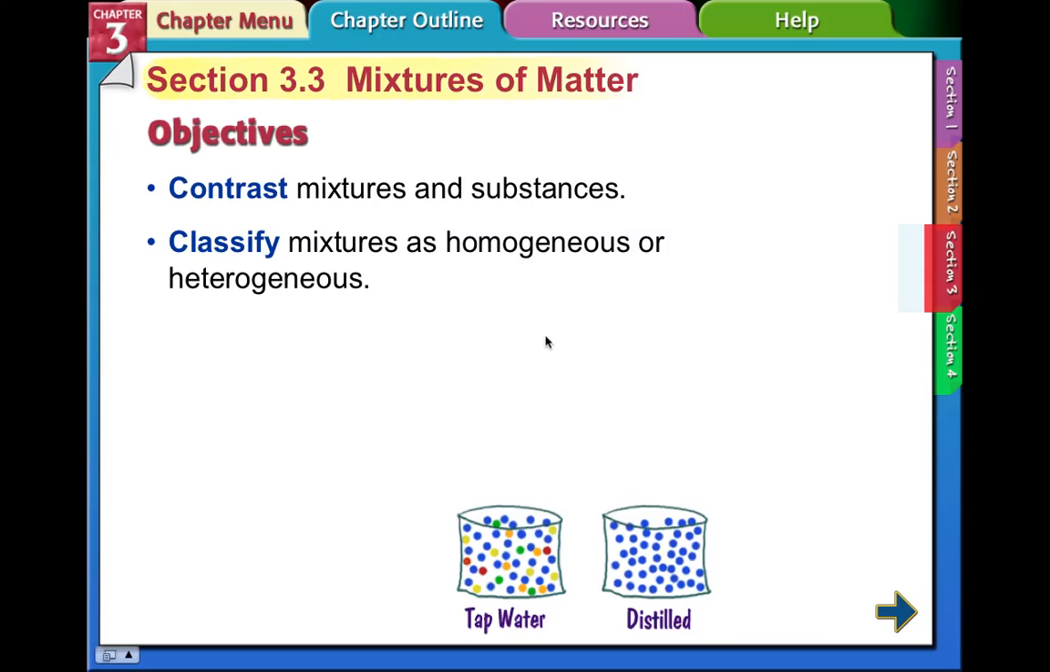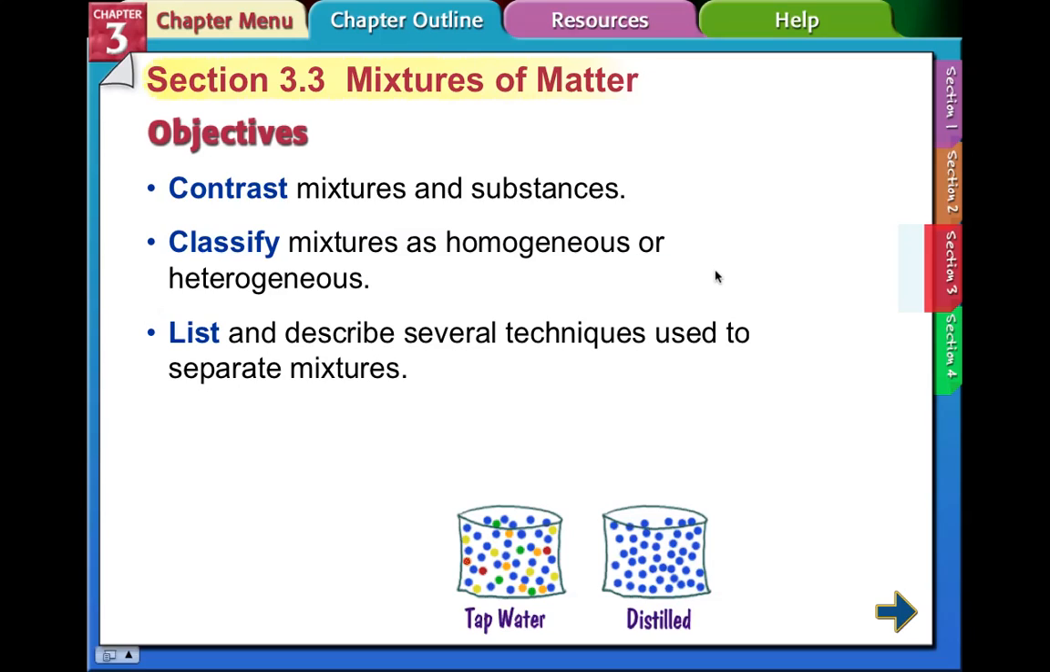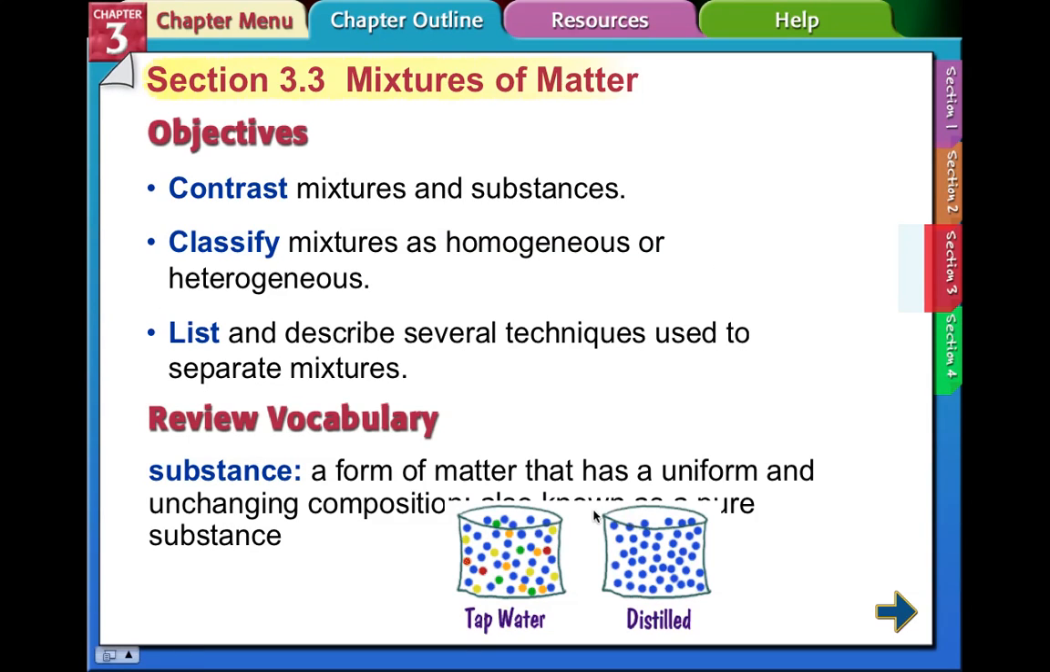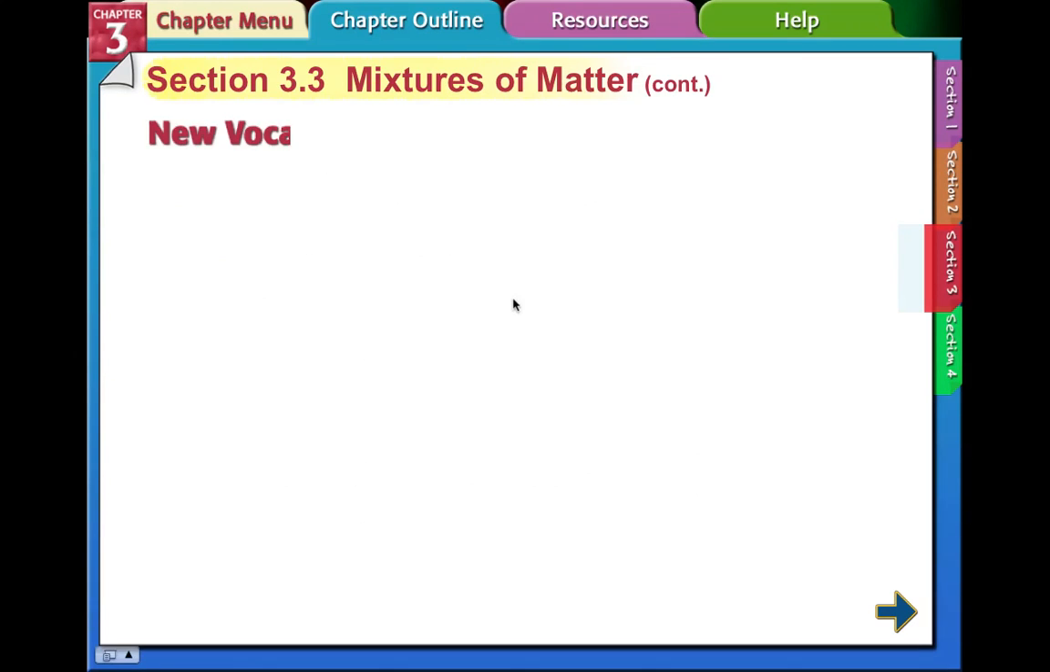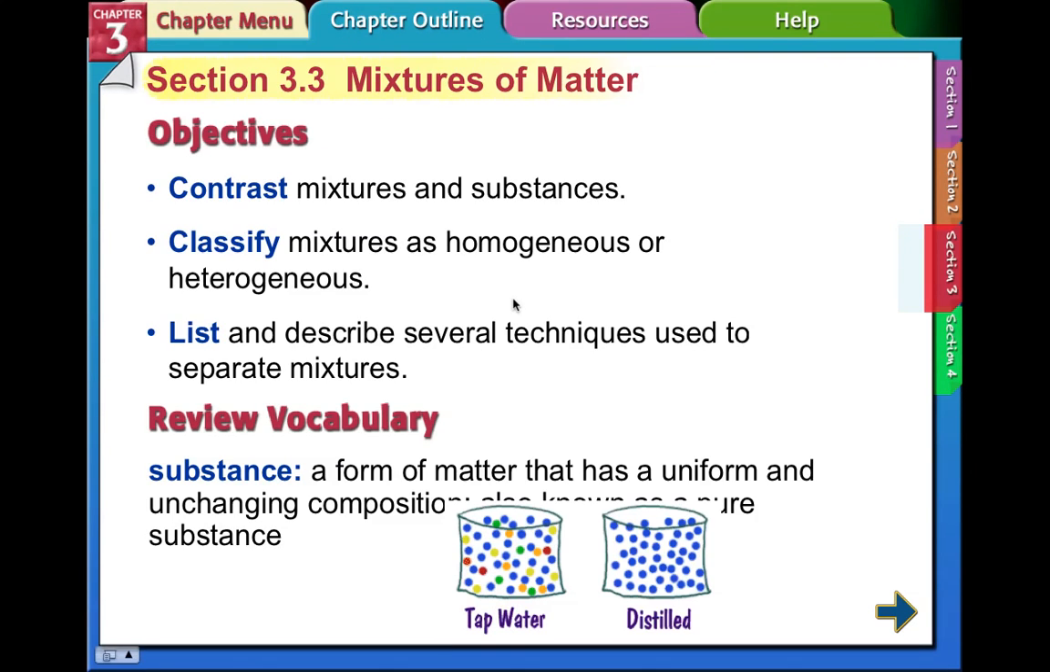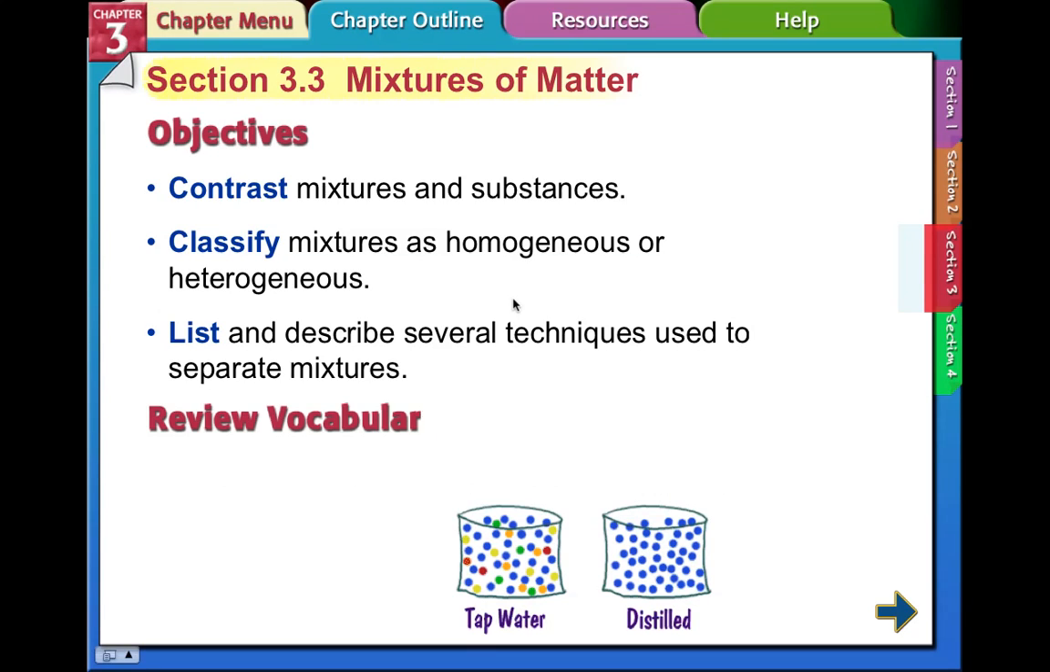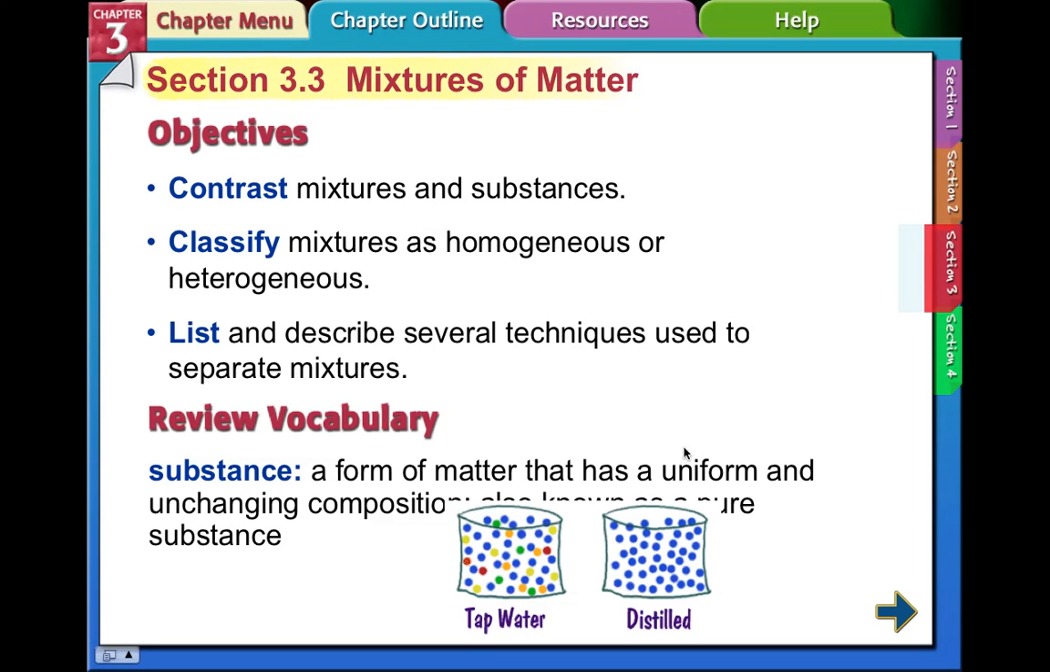So the objectives for this section: contrast mixtures and substances, classify mixtures as homogeneous or heterogeneous, list and describe several techniques used to separate mixtures. A review vocabulary. Substance, a form of matter that has a uniform and unchanging composition, also known as a pure substance. We talked about this in section 1.